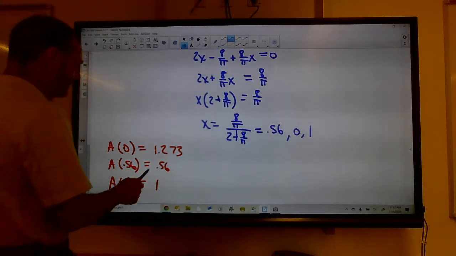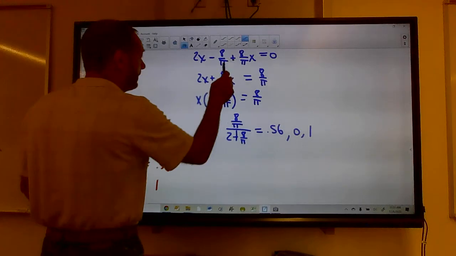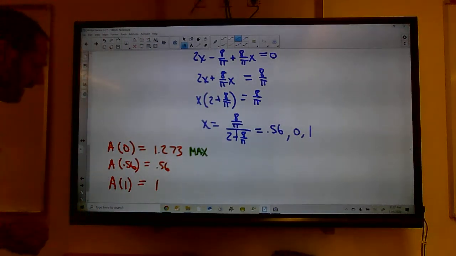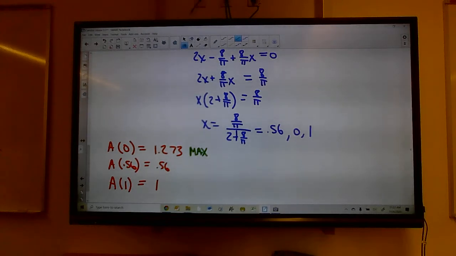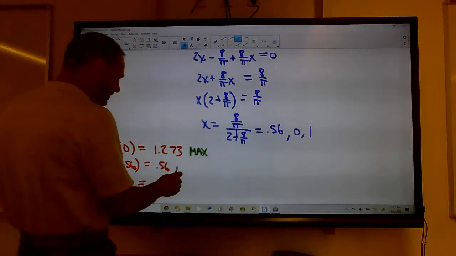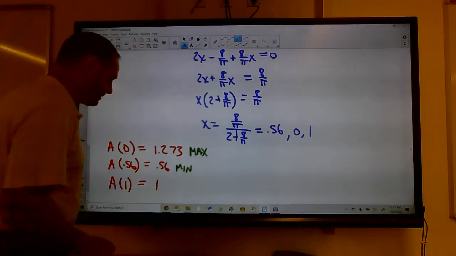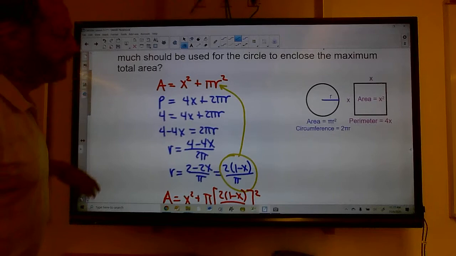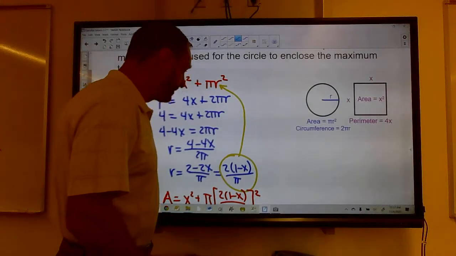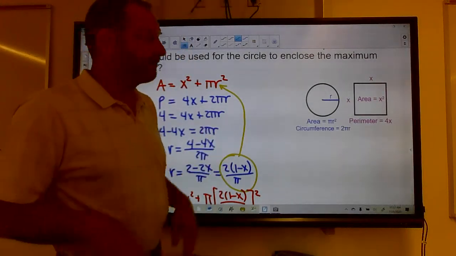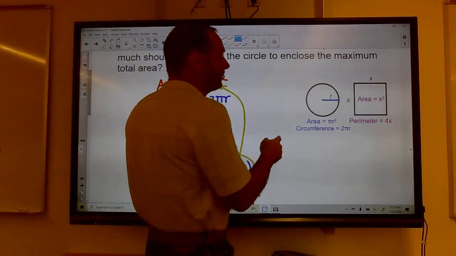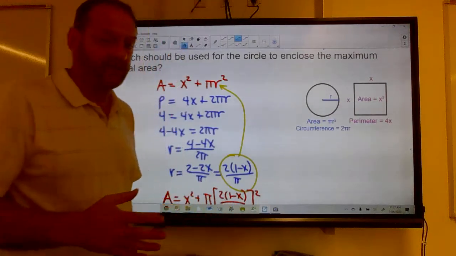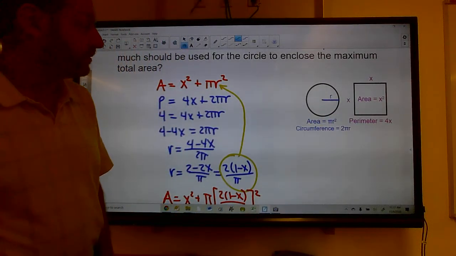So what does this tell me? This tells me this is my max right here, where x is 0. This would actually be my minimum. But I want to maximize the area. Now let's think about why I would want to do that. Well, what shape has the maximum area for its perimeter? That's a circle. Anything that I add, a square is pretty good. It's the second best thing behind the circle.